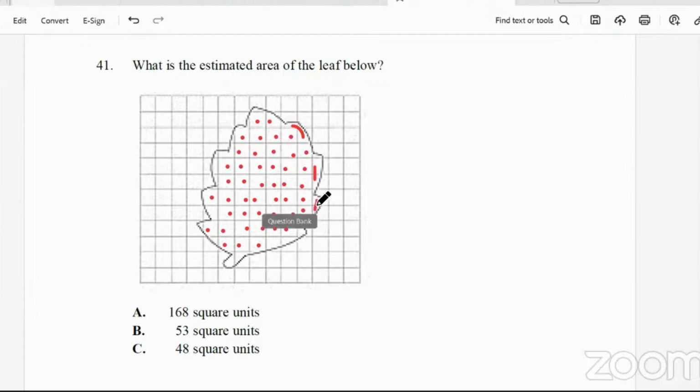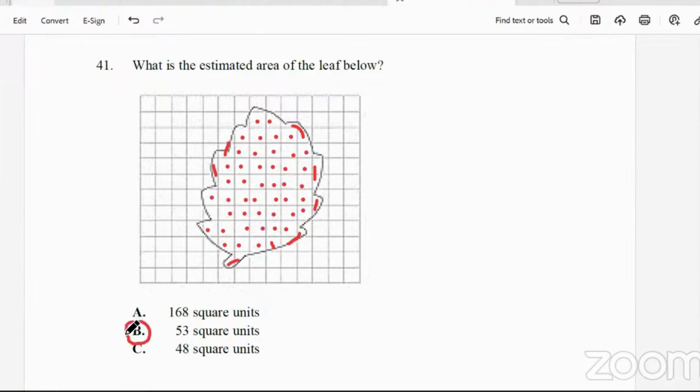So we know it couldn't be 48. And we definitely see that it can't be 168. We don't have enough for that. 48. Here's another one. 49. And this could be 50. Okay. And this is 51 here. And 52 here. And 53 here. Okay, so there are some little extra spaces around. So the best estimate would be 53.